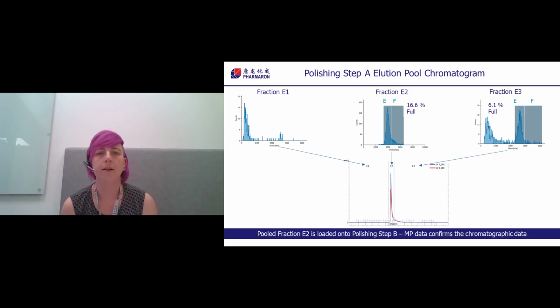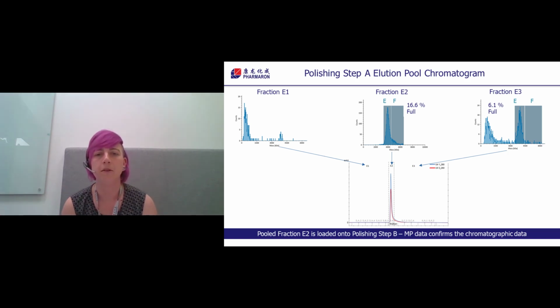So this is a chromatogram for polishing step A. So what we do is we pull together fractions 5A2 up to 5B1 and pull that together as E1. Then we have pulled fraction E2 and pulled fraction E3. So the mass photometry data for each of these pulled fractions is displayed here. So in fraction E1, we had a very small amount of AAV detected, kind of as expected.